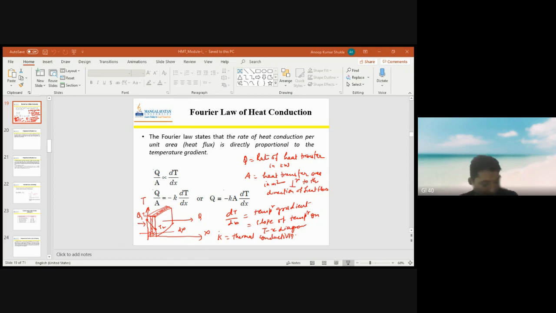So Q by A, the heat flux, is directly proportional to the temperature gradient. And when we remove this proportionality, we introduce thermal conductivity, K, the parameter introduced. So with the help of this law, we can quantify the heat flux along the direction of heat flow.